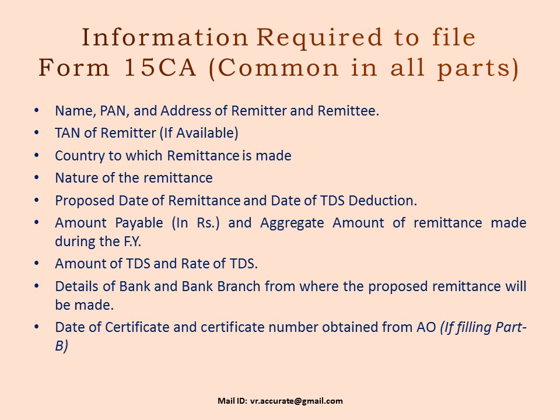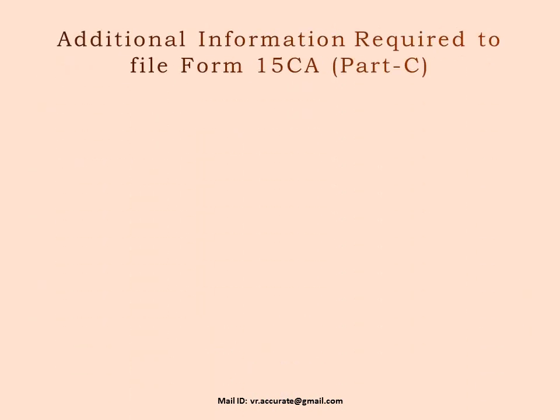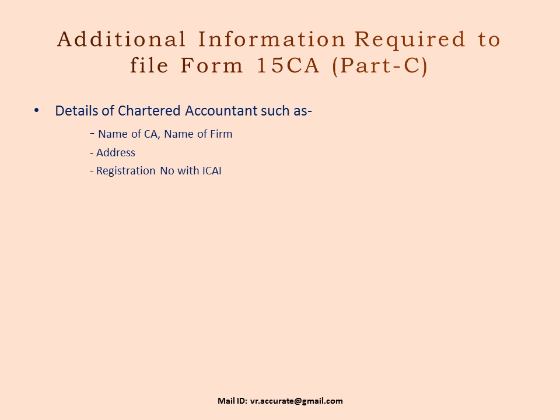If we are providing information in part B, that means if the payee has obtained no deduction certificate from AO, then we have to provide date and number of certificate. As discussed earlier, if we are providing information in part C, then we have to obtain certificate from chartered accountant. In such case, some additional information is asked, such as details of chartered accountant, name of firm of chartered accountant, address, registration number with institute, date of certificate and certificate number.